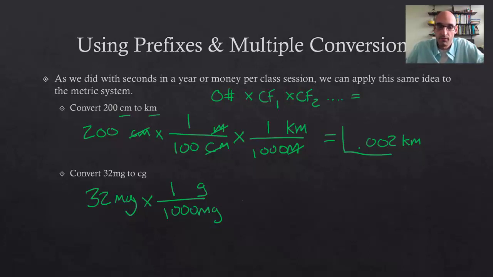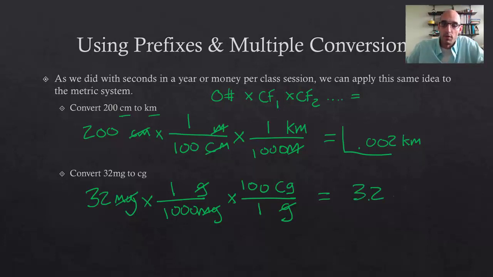Another conversion. I want grams to cancel this time, and I want to be left with centigrams. 1 gram is equal to 100 centigrams. Milligrams cancel. Grams cancel. And I am going to be left with 3.2 centigrams. That's the unit I have left.